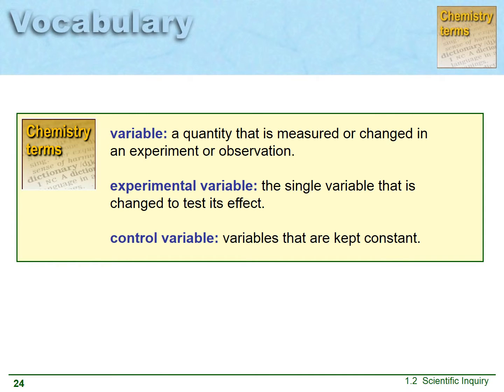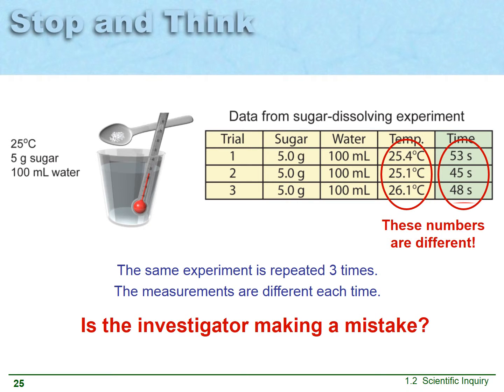In review, a variable is a quantity that's measured or changed in an experiment or observation. The experimental variable is a single variable that is changed to test its effect, while the control variables are variables that are kept constant. Here's more data from another experiment. Where are the control variables here?